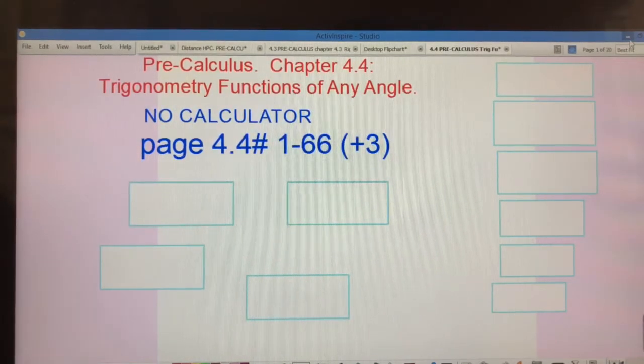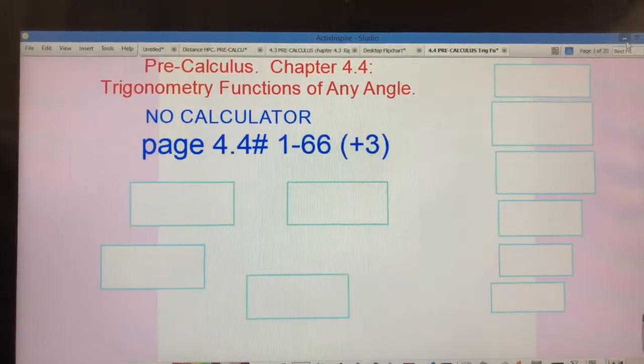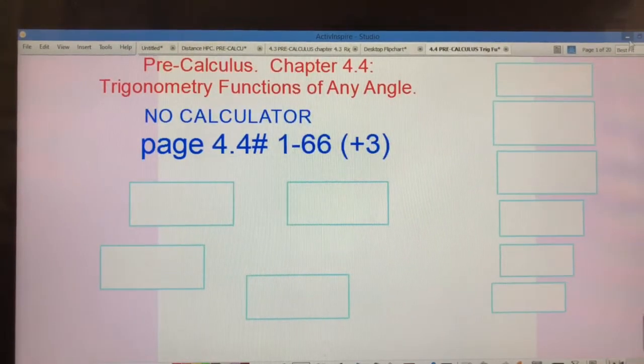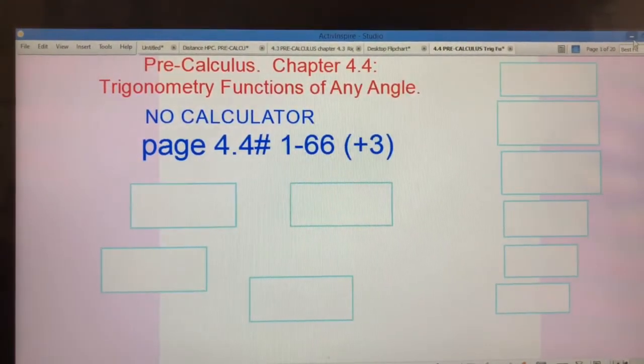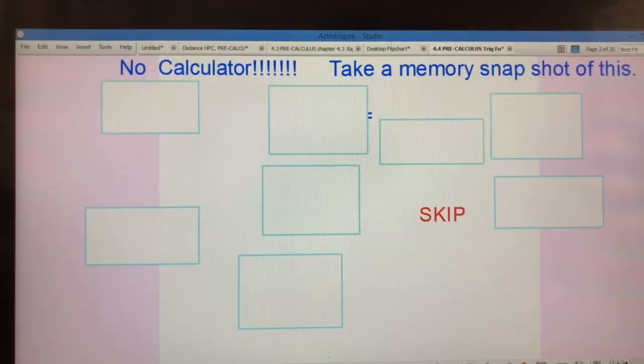So here we go. If you still have questions about 4.3, we can talk when we meet tomorrow. This one is for 4.4, so you start looking at 4.4, check out the homework and stuff. So that's the homework list. Okay, so your 4.4 will have trigonometry functions of any angles. That's your title.